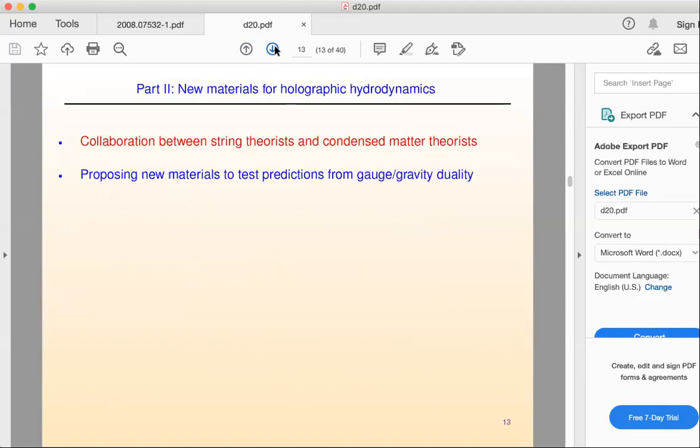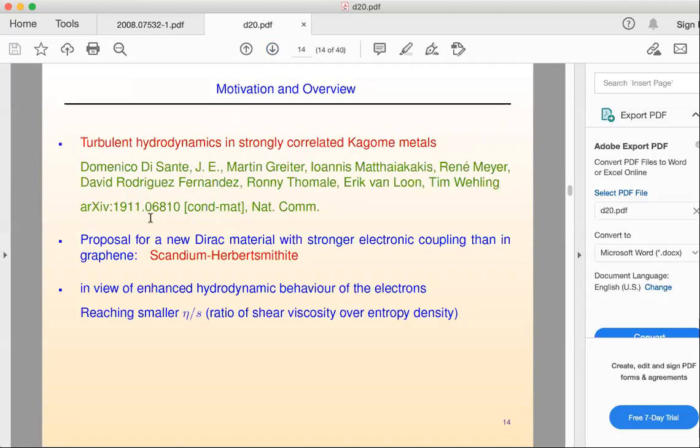Here we change gears quite a bit. But I think this is also something rather interesting, which I can show to you. As I said, the second part of the talk is based on a collaboration between string theorists and condensed matter theorists. I think it's a very nice example where people from very different backgrounds can join forces in a very productive way. The idea was to propose particular new materials in condensed matter physics to test predictions from gauge-gravity duality. So this is the paper here. It's from last year, and it has recently appeared in Nature Communications.